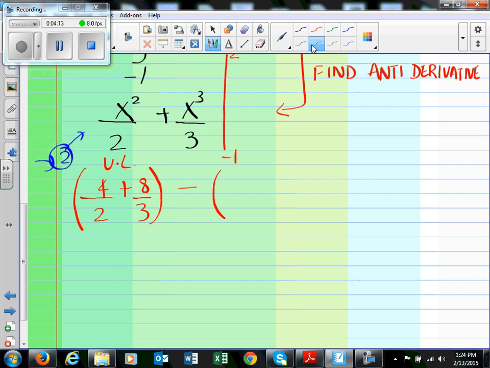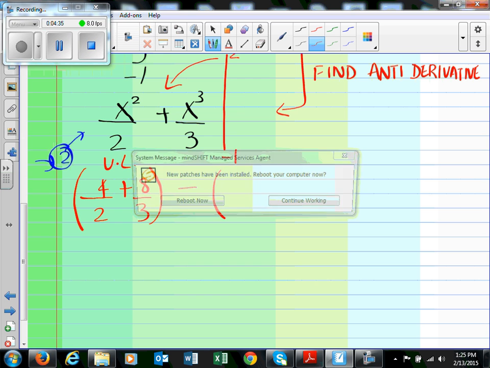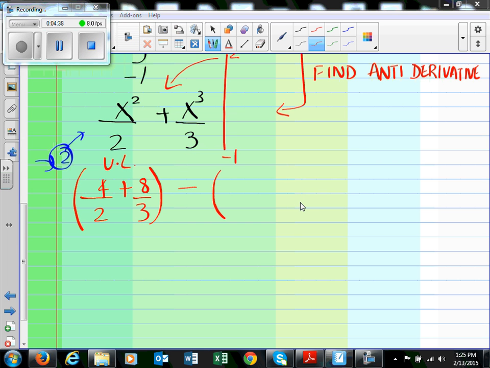F of b means I'm first applying the upper limit to this, minus the value of this with the lower limit. Okay? Do you have a question? So that's the reason you have to do that. But keep it here for now. So now substitute -1. When you substitute -1 here, you get -1 squared is +1, so 1 over 2. And then -1 cubed will be -1 over 3.